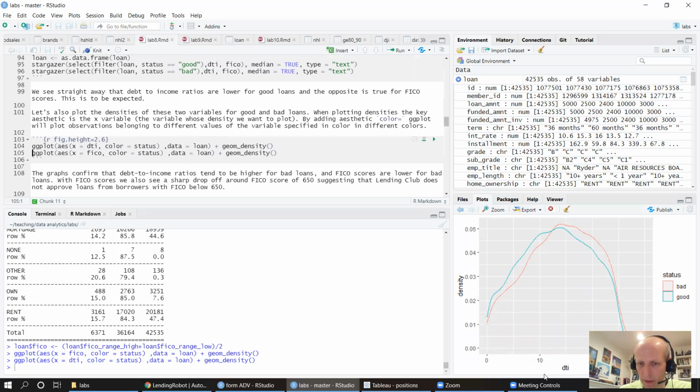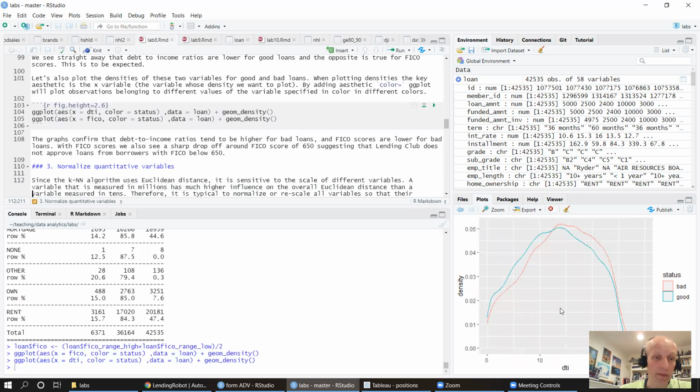So what we have on the x-axis is the variable, and we want to know how that variable is distributed. What are the most common values and less common values. These are fairly normal distributions. So most of the values are kind of in the middle, and there are a few extreme values. Overall, however, it is clear that people who default on loans have a higher debt to income ratio. And so this is consistent with our hypothesis.